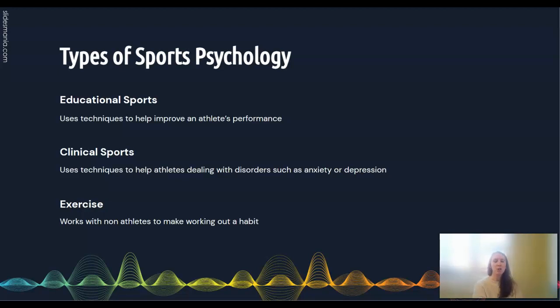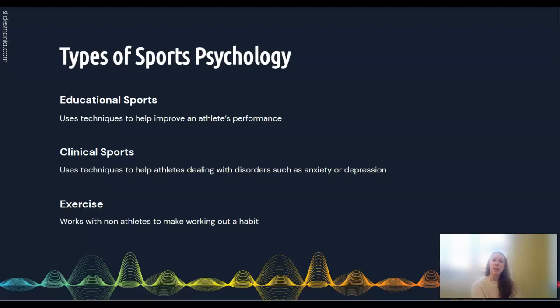Maybe they're in their head too much as they're trying to participate, and they've entered a slump and they need some help. It could just be an athlete who makes use of a sports psychologist pretty regularly. They might not be struggling, but they use techniques like visualization or relaxation to make sure that they're performing at their best. Second type of sports psychologist is a clinical sports psychologist.